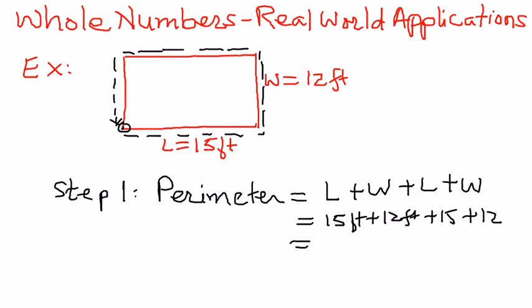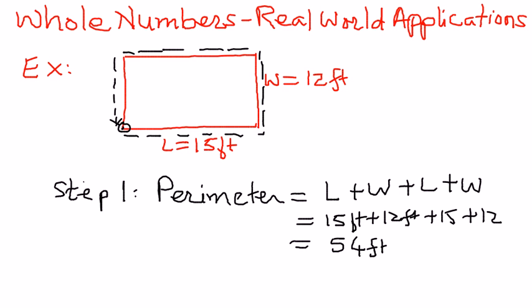So when we add up all these numbers, 15 plus 15 is 30, 12 plus 12 is 24, 30 plus 24 is equal to 54 feet. So therefore, we would require 54 feet of fencing to cover this backyard, which has a long side of 15 feet and a short side of 12 feet. So this is the way we want to be able to solve the real world application problems.